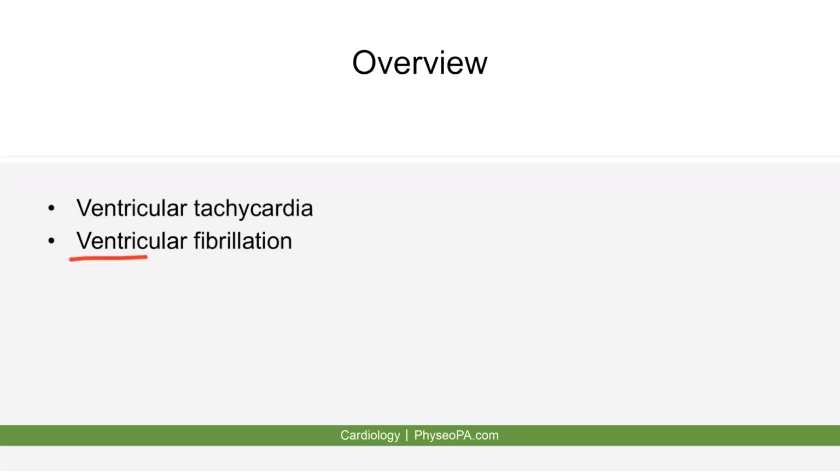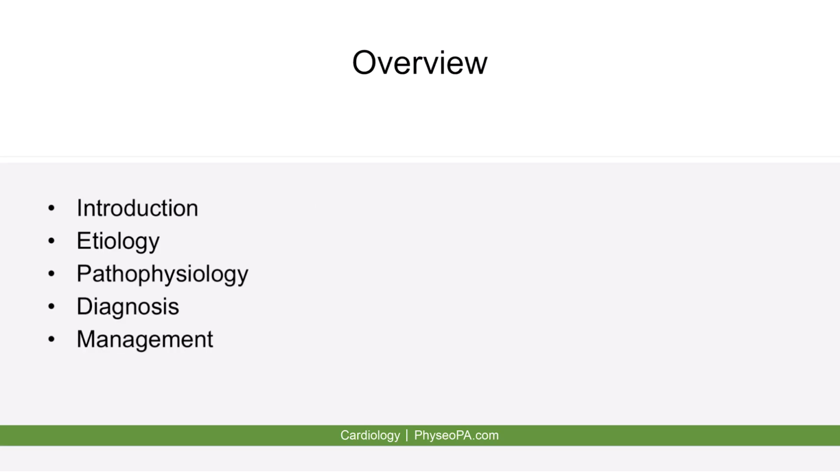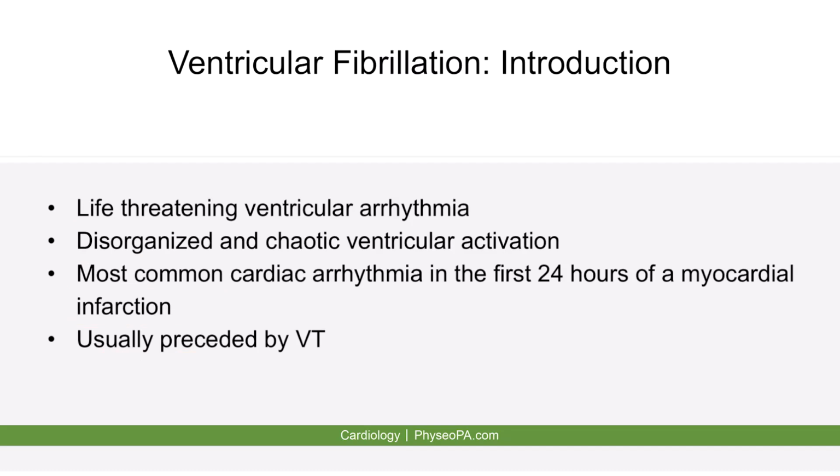Lastly, we will talk about ventricular fibrillation. We will discuss definition, etiology, pathophysiology, diagnosis, and management of ventricular fibrillation. Ventricular fibrillation is a life-threatening arrhythmia that is the result of disorganized and chaotic electrical activity within the ventricles. It is similar to what happens in the atria during atrial fibrillation, but more serious given that synchronized ventricular contraction is necessary to maintain cardiac output.